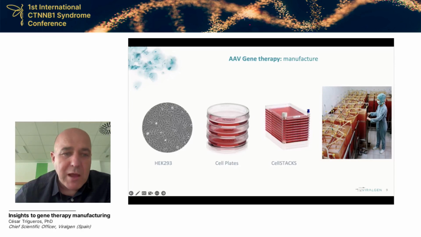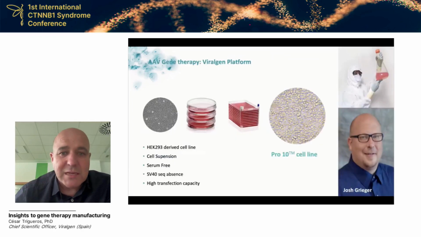We have decided to do another strategy, and the strategy came from this guy, Josh Grieger, who in 2010 took these cells and stressed them in a way that, rather than growing adherent to the plastic, they now grow in suspension. This is very important because rather than working in 2 dimensions, now we are working in 3 dimensions. So this is completely different.